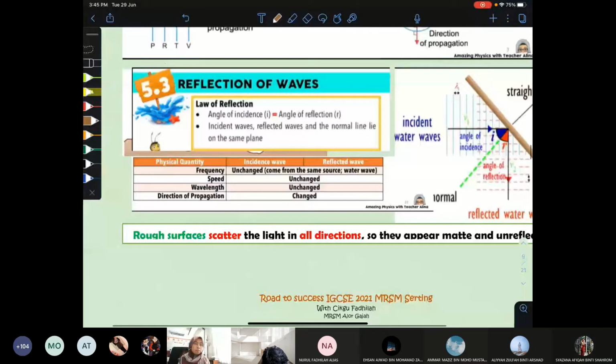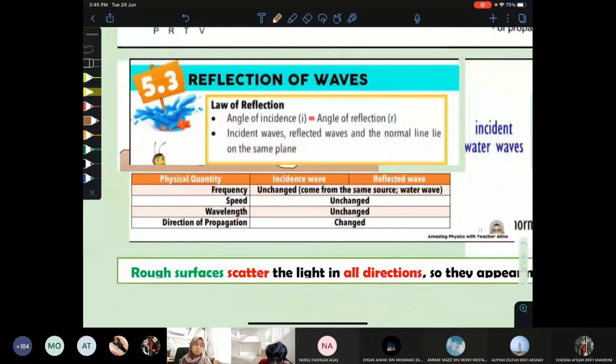So this is the easiest of these phenomena. Okay, this is the phenomenon of reflection of waves. First thing you must remember, you need to recall the law of reflection. This is not that difficult. In IGCSE they are unlikely to ask you to state the law of reflection, it's rarely asked like that. But if you are asked about the law of reflection, you must know two points.